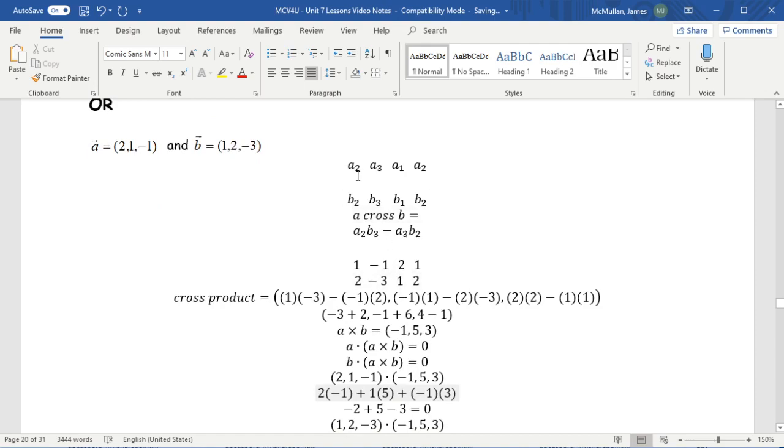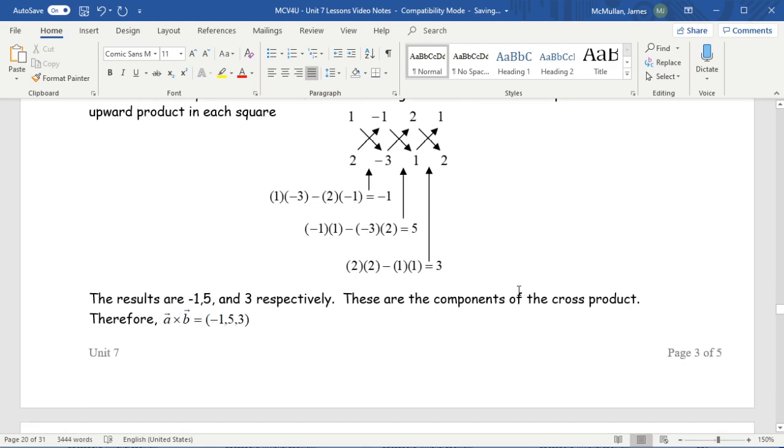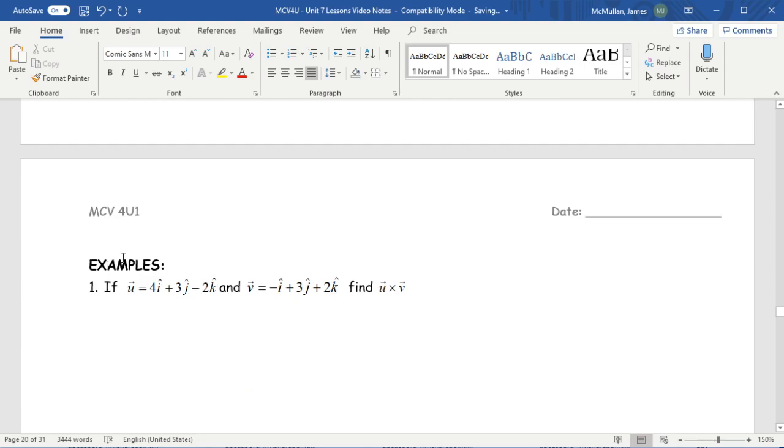Again, how do you do this? You just follow the setup here. Okay, so start with the second component, then the third, then the first, then the second again, and you do this sequence of 3 x's where you subtract, you multiply these two, and then multiply these two, and then subtract. Okay? All right, let's try another one.